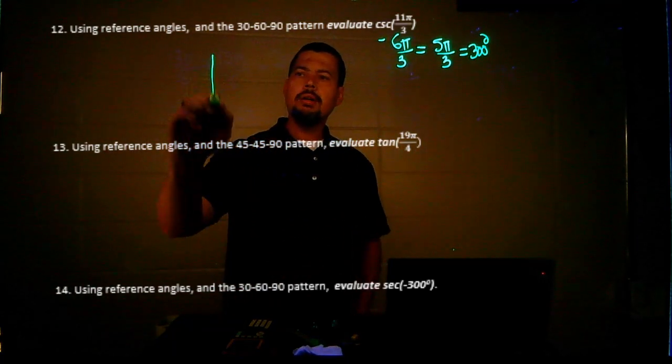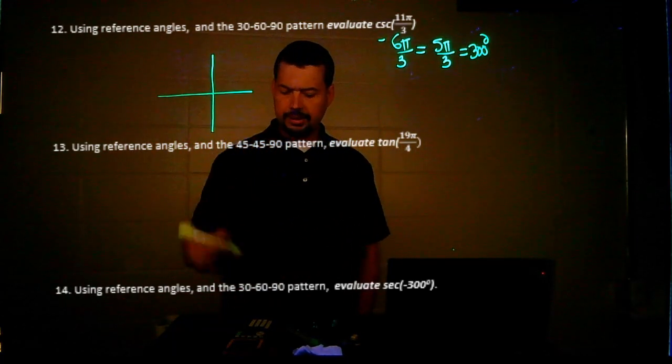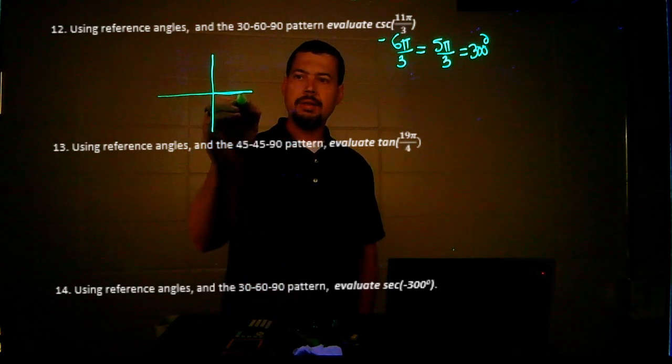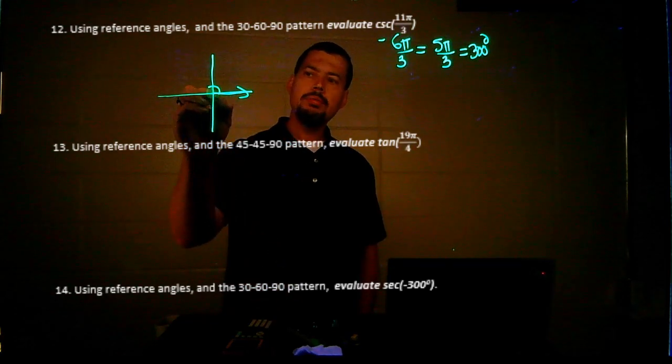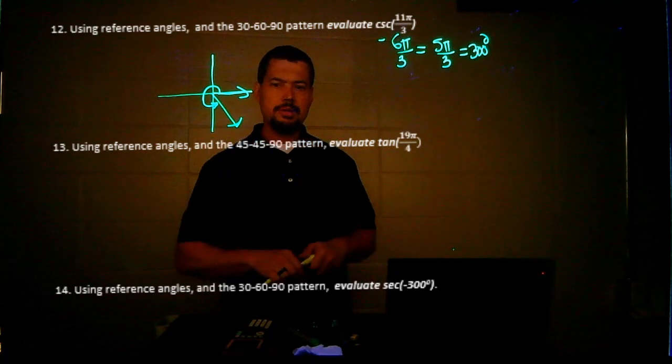So let's draw a 300-degree angle. All angles start again on the positive x-axis, and then they rotate to a terminal side. That would be roughly 300 degrees of positive rotation.